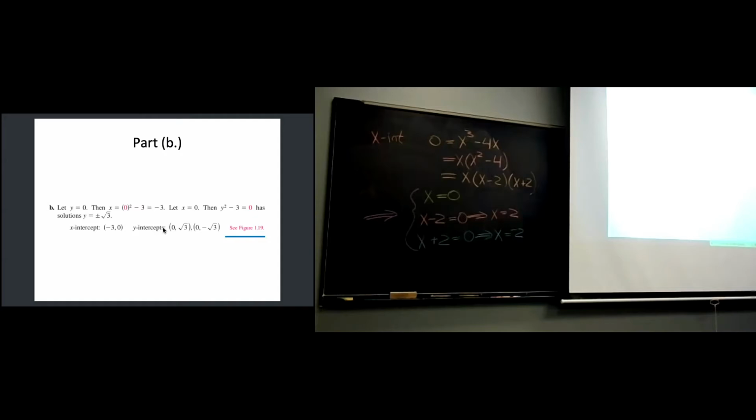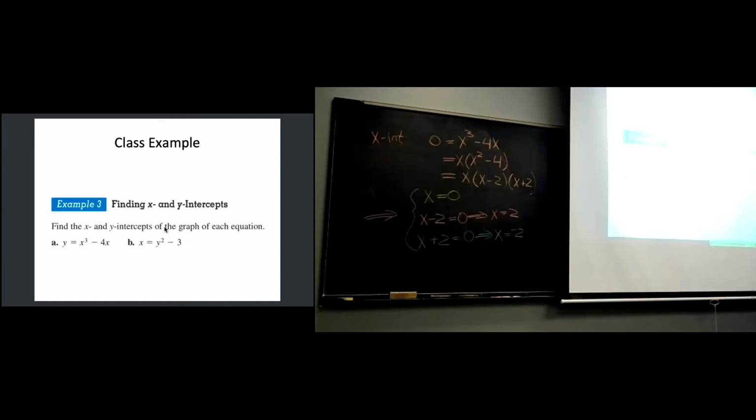Having said that, as the other example, here we're going to go about it the exact same way, except our equation's written backwards, right? It's written in terms of x is equal to something instead of y is equal to something. But we're going to go about it the same way. We're going to set x equal to 0 to find our y-intercept. We're going to set y equal to 0 to find our x-intercept. Cool?